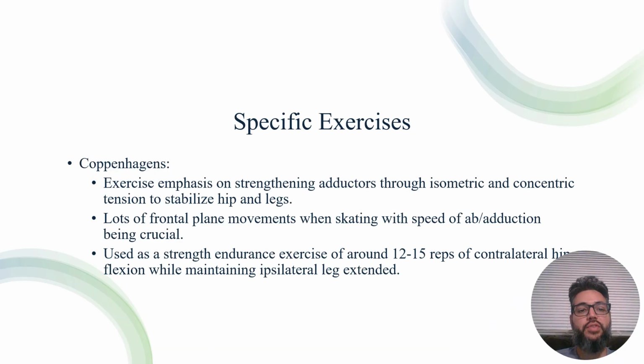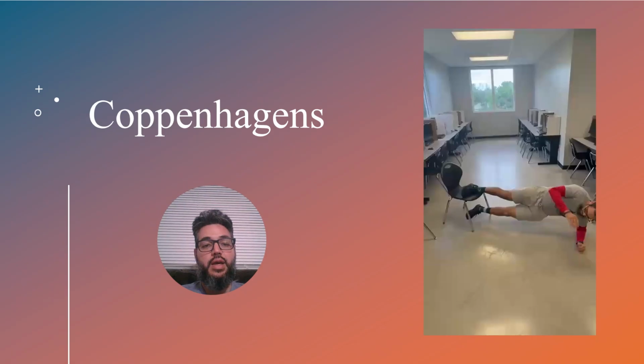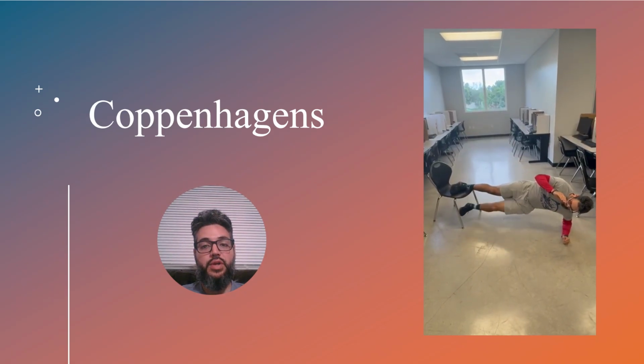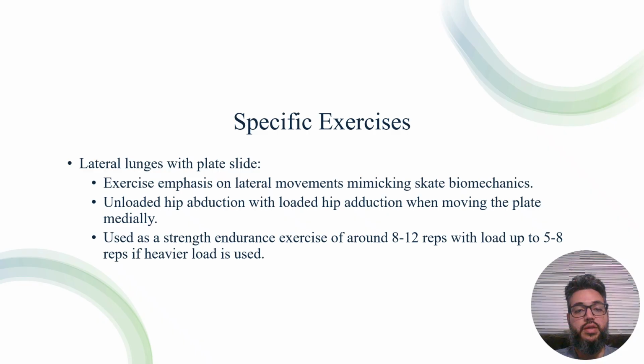Now looking at specific exercise, Copenhagen's exercise emphasis on strengthening adductors through isometric and concentric tension to stabilize hips and legs. Lots of frontal plane movements of skating with speed of hip abduction and adduction being crucial. And uses a strength exercise of around 12 to 15 for the contralateral hip flexion, contralateral hips flex while maintaining the ipsilateral leg extended. And here's just a quick video of it, keeping the hip and the body nice and straight while I flex the knee.